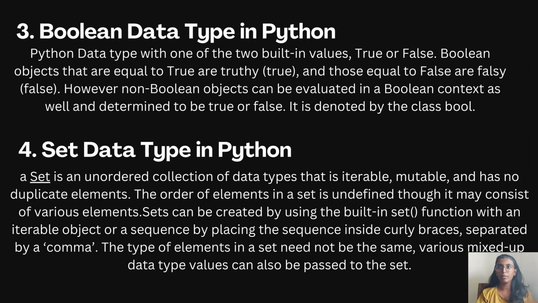Boolean data type in Python. Boolean data type has one of the 2 built-in values, true or false. Boolean objects that are equal to true are truthy, and those equal to false are falsy. However, non-Boolean objects can be evaluated in a Boolean context as well and determined to be true or false. It is denoted by the class bool.